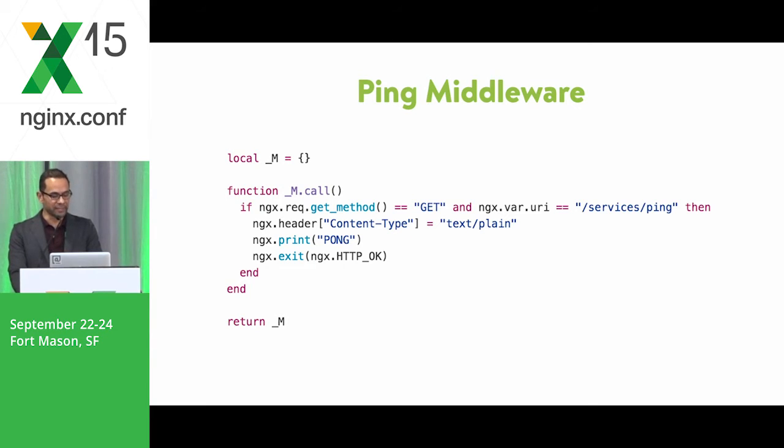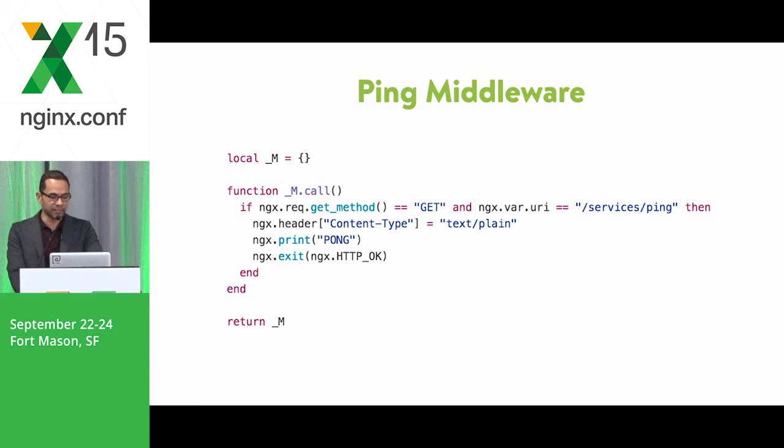So this is a really simple ping middleware, actually what we're using today in production, and it just kind of shows how easy it is to write code that runs in NGINX. So just to simply walk through the code, the first line just defines a new table in Lua, and then we define a call function.